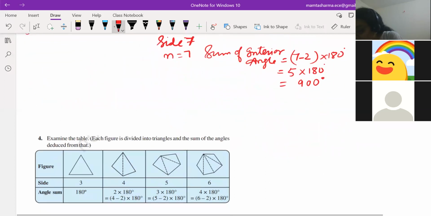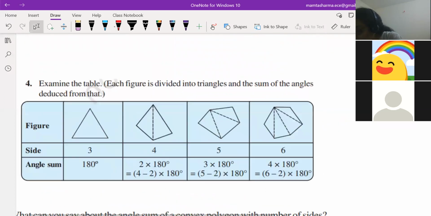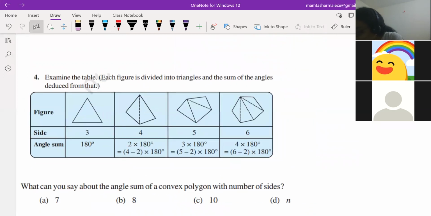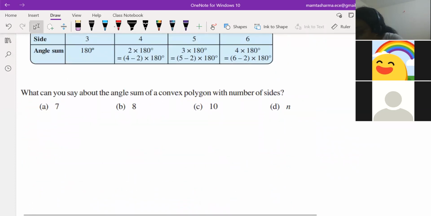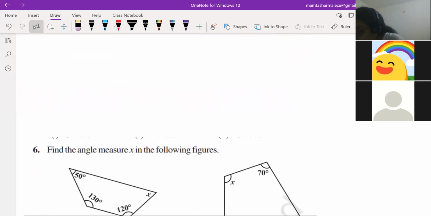Okay, now we'll see, this is the concept that I told you. So how you can cut them into triangles and then you can derive the formula. This is something I have already told you. Now see, okay, this is done.